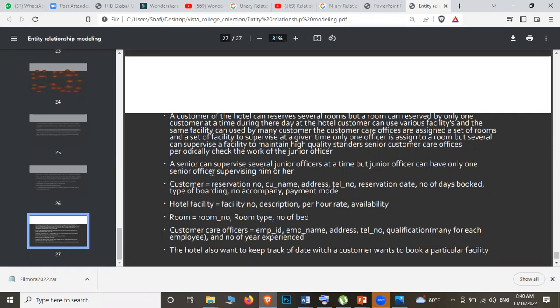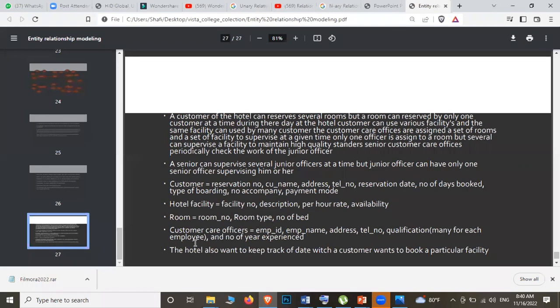Hotel, so a senior can supervise several juniors. Here they have given that a senior supervisor can supervise several junior officers at a time. And here they have mentioned the entities separately, but some other entities have not been mentioned. Some of the entities here have not been mentioned, so you have to identify and find them out and then mention them. Maybe sometimes there could be some other entities as well in the scenario itself.